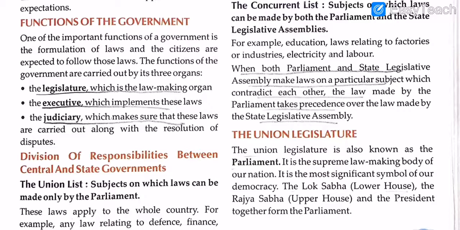For example, education laws relating to factories and industries, electricity and labor. So when both parliament and state legislative assembly make laws on a particular subject which contradict each other, the law made by the parliament takes precedence over the law made by the state legislative assembly, because parliament is definitely a bigger party, right? So if both of them come into a dispute, parliament will win in every situation.